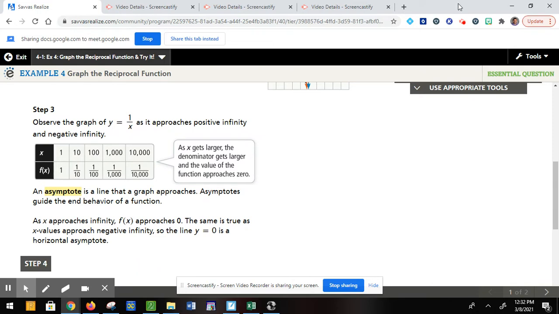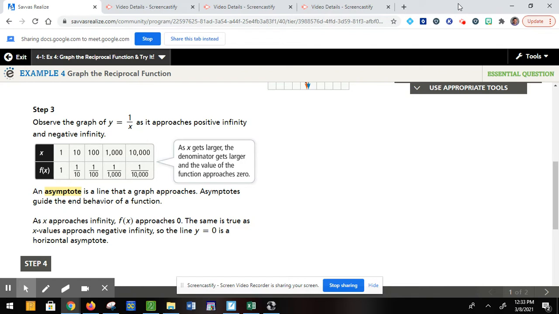And the reason is because 0 is undefined, so you have a negative side and a positive side. So observe the graph of y equals 1 over x as it approaches positive infinity and negative infinity. As x increases, y decreases in the way that the denominator increases, right? But notice that it will never be 0, because even if you go to 100,000, a million, 100 million, a billion, a trillion, whatever, it's still going to be 1 over that. It's still going to be something greater than 0. So that's why this function's y value will never touch 0. So y equals 0 is considered a horizontal asymptote.